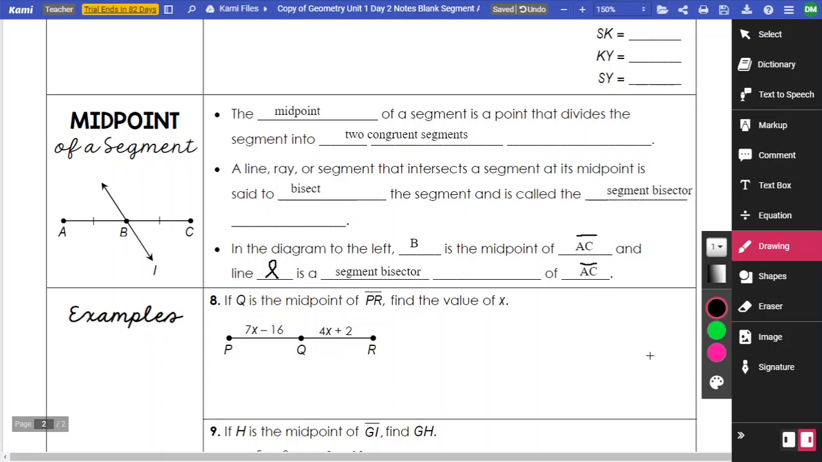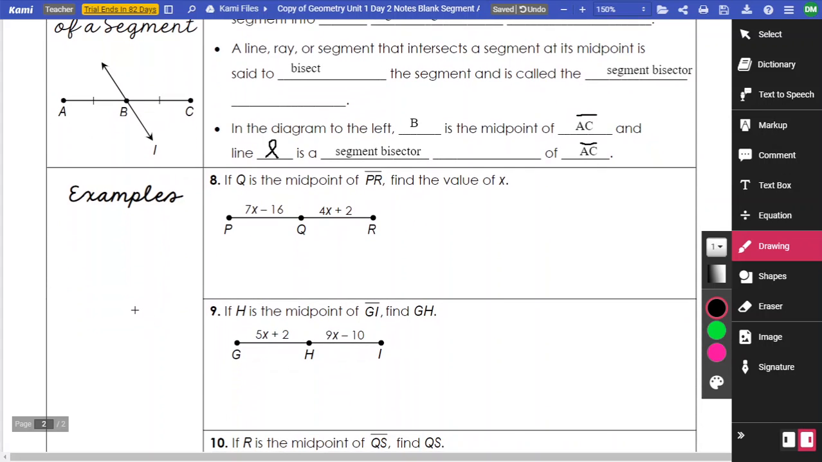So remember that a segment bisector is never just a point. It has to be a segment, a ray, or a line. Let's do an example here. So Q is the midpoint of segment PR, and we want to find the value of x. Well, I've got this 7x minus 17, I've got this 4x plus 2. Up above, I was given the whole segment, and this time I'm not. But I've got something that I think is even better.